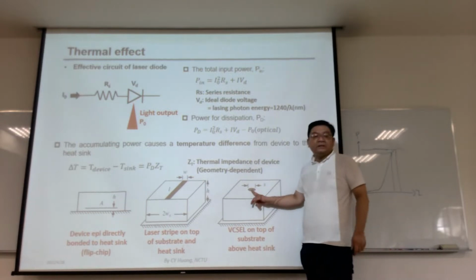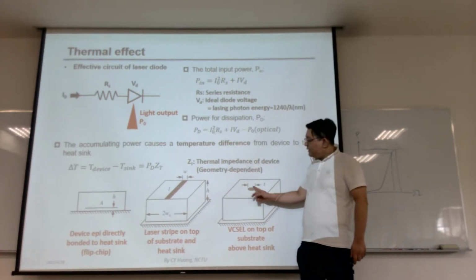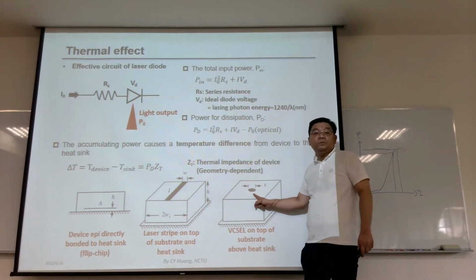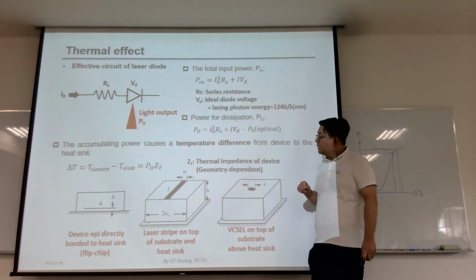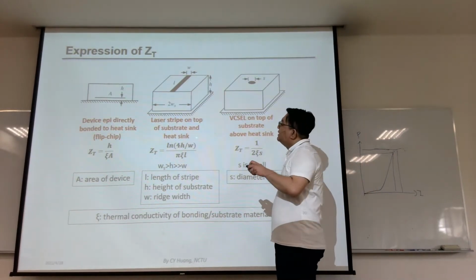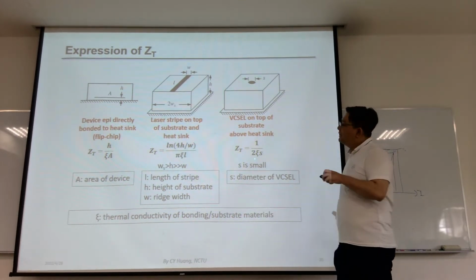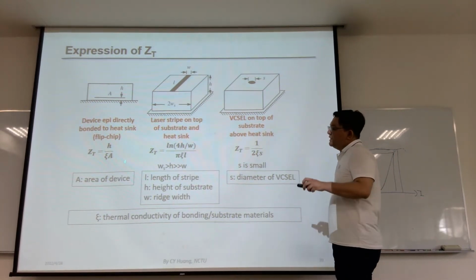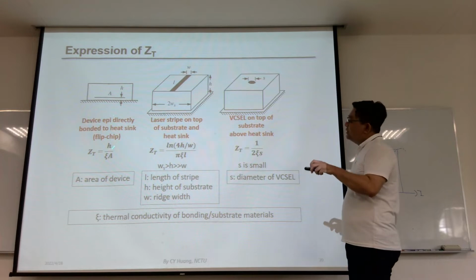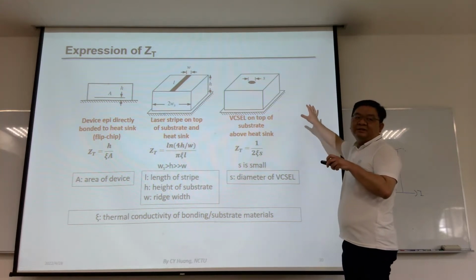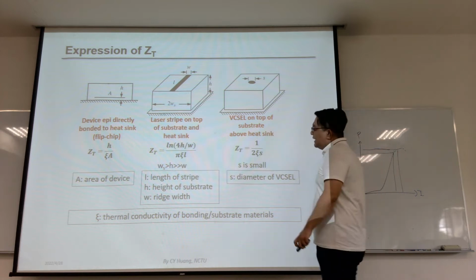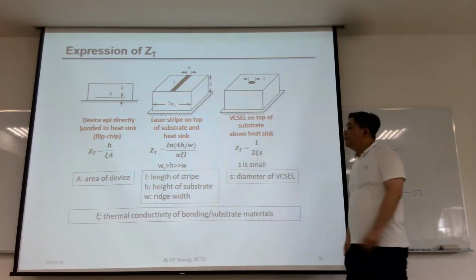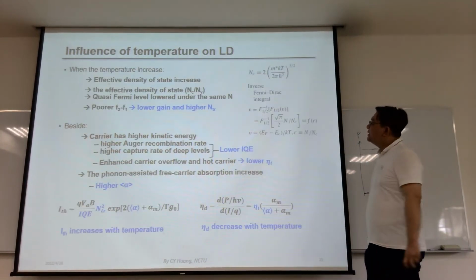And the third one is the case of VCSEL. The power source is relatively small. It's usually a small circle with diameter S. Okay, so this book is very friendly. It tells you in these three cases how to calculate your DT. So you will just recognize your device structure and choose the right model. Then calculate the relevant DT. We will have some examples for you later.